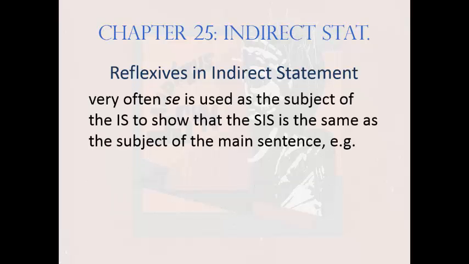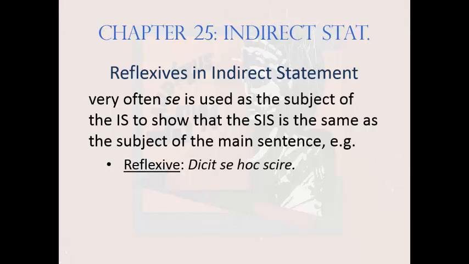The upshot here is that the accusative reflexive pronoun se shows up a lot in indirect statement. People often say that they, meaning themselves, are doing things. He said that he was hungry, meaning he himself, not he, that other man over there. Whenever the subject of the main verb reappears in the indirect statement, and it often does as the subject of the indirect statement, this situation produces a reflexive.